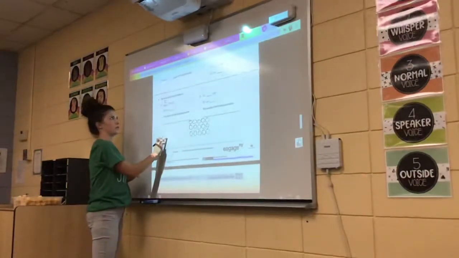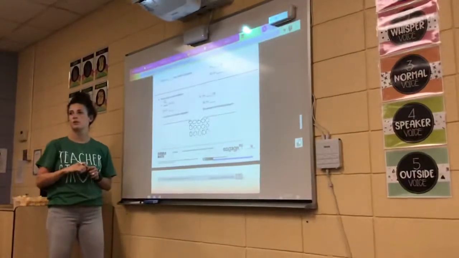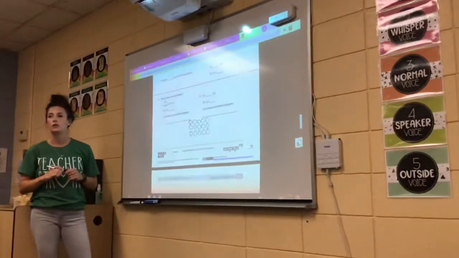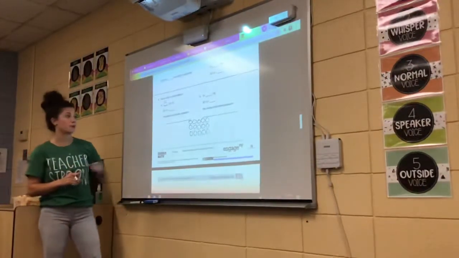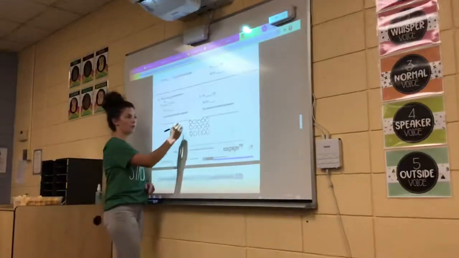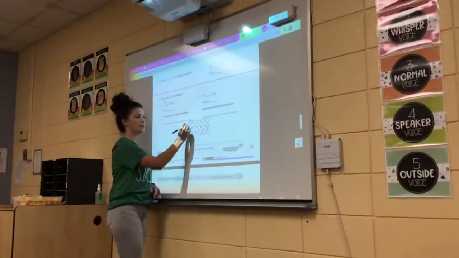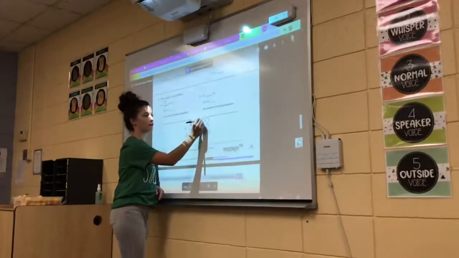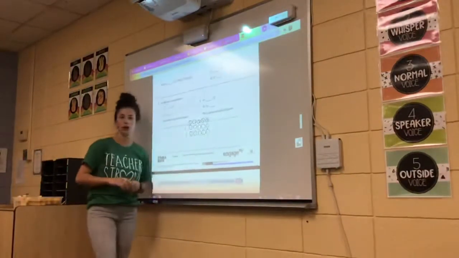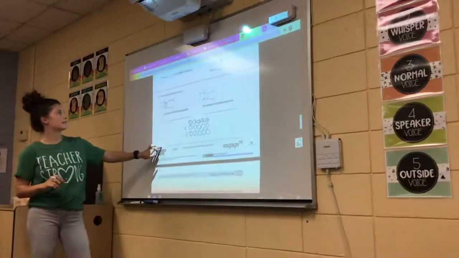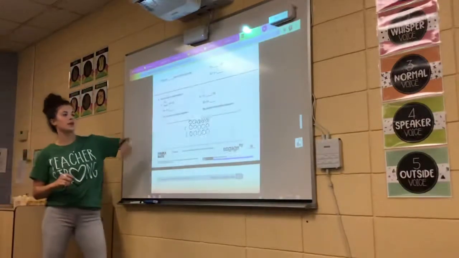Because 3 is the group, and 5 is the number in each group. Yep, 5 is the number in each group. We have 1, 2, 3 rows, and we have 1, 2, 3, 4, 5 in each row. Okay? So 5 times 3 equals 15. 15 divided by 3 equals?